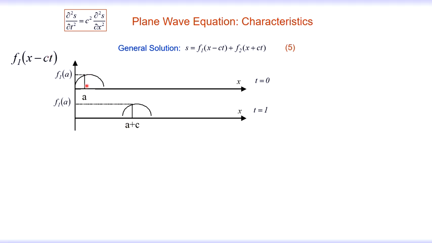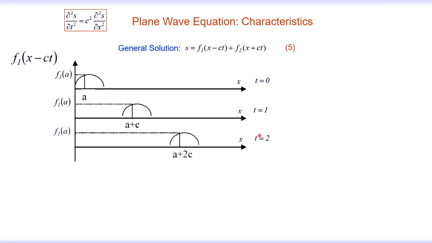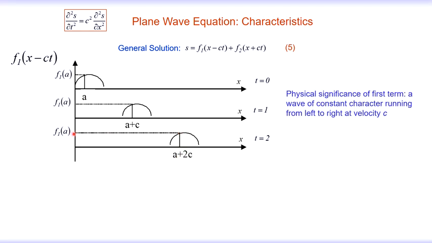So if the level of f1 at x equals a at time 0 is this level here, say f of a, then the function will have the same magnitude at position x equals a plus c at time t equals 1. Similarly, at a later time, say t equals 2, it has the same shape again, but it's displaced further. In this case, a plus 2c will be that same value, f1 of a. So the physical significance of this part of the solution of the plane wave equation is that this first term is a wave of constant character running from left to right at a constant velocity c.